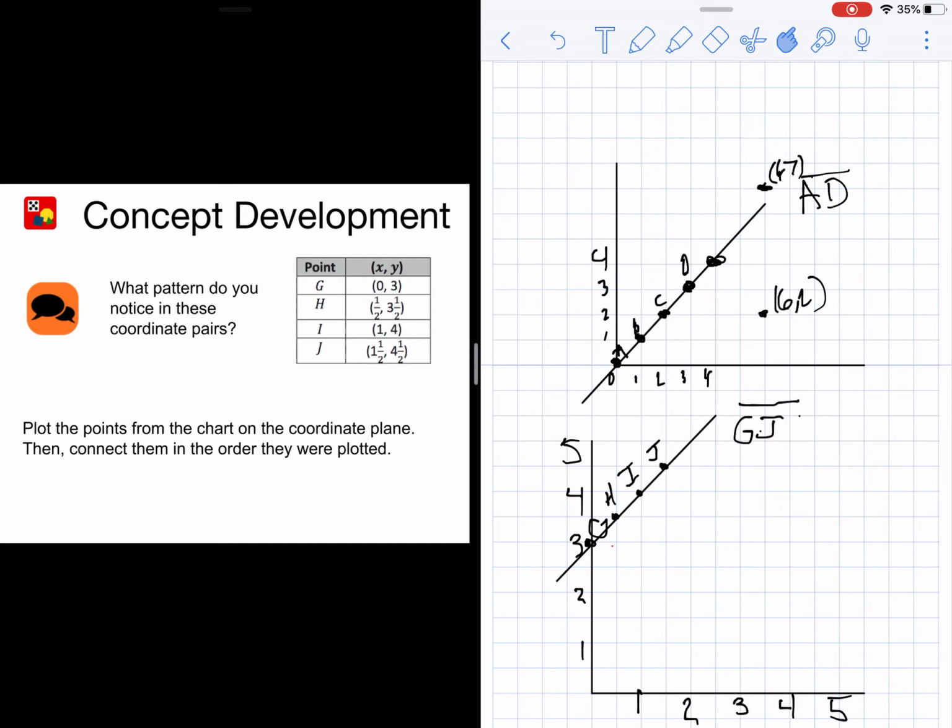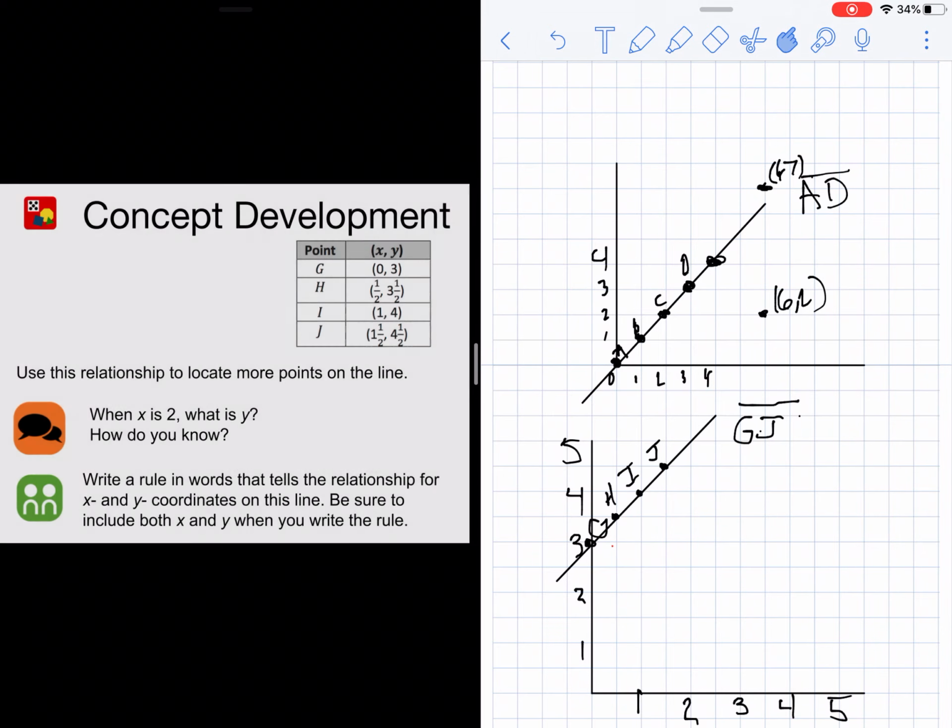It starts at 3 instead of 0, right? But the line looks very similar. Okay, the y-coordinate only increases by a half. So the y-coordinate is increasing just by one little square.